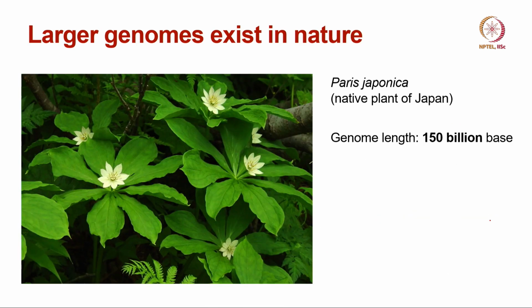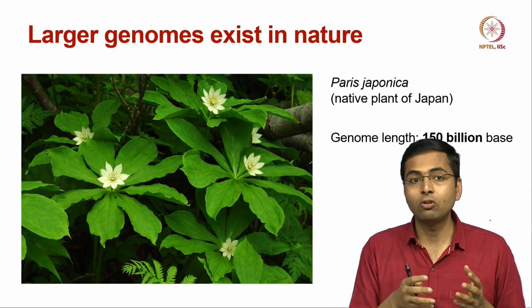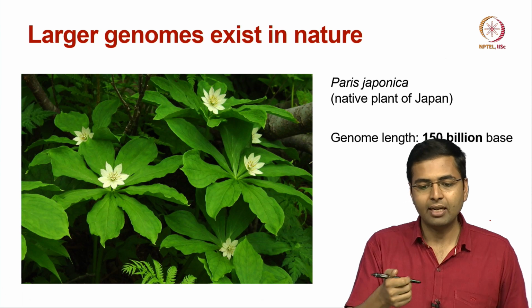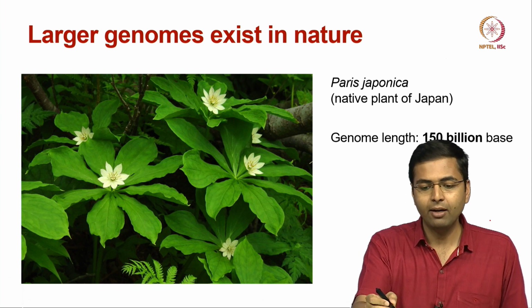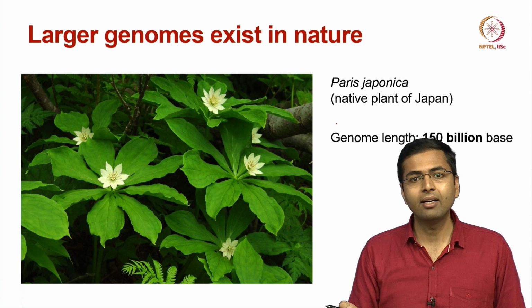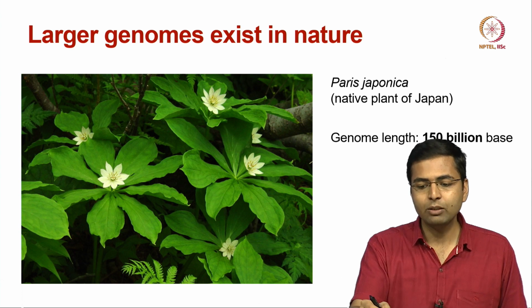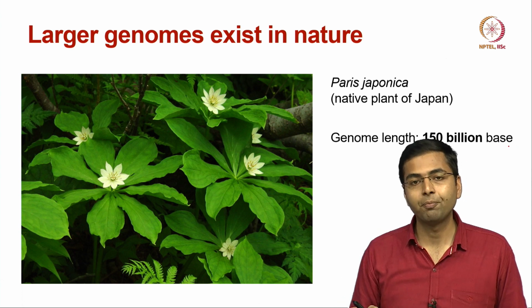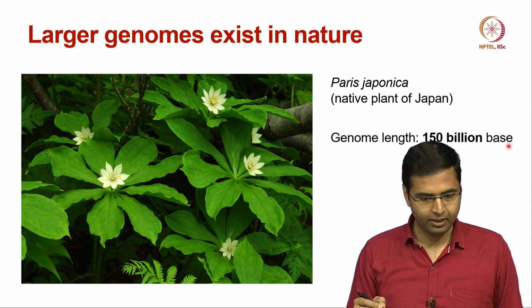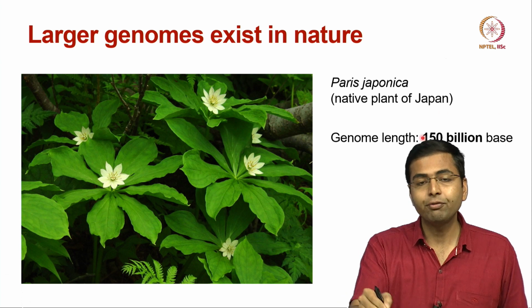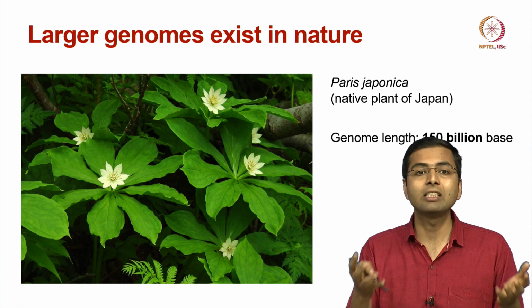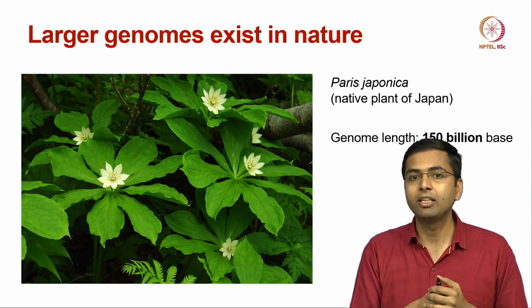Moreover, there are even longer genomes. The Australian lungfish is not the largest genome. There is another example, Paris japonica. This is a native plant of Japan, and in this case the genome length is 150 billion bases. So, now you can imagine that suffix trees and suffix arrays would take even more space for these longer genomes.